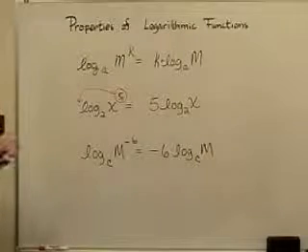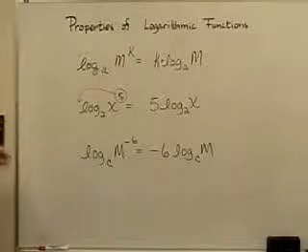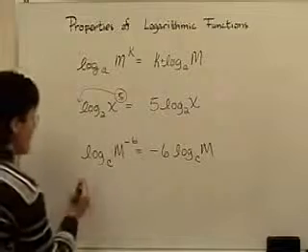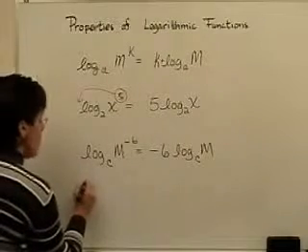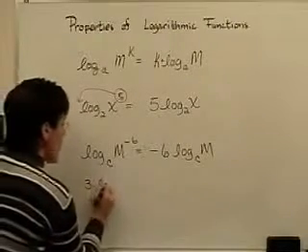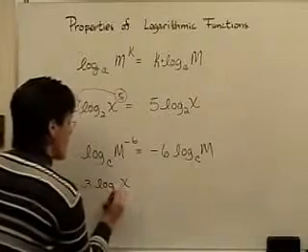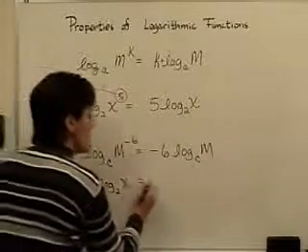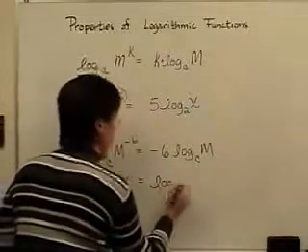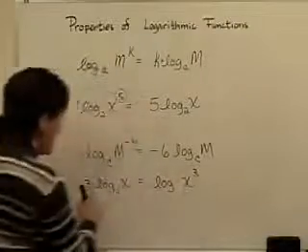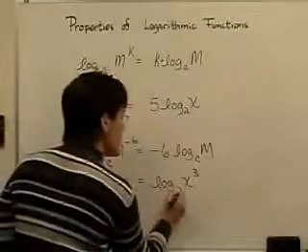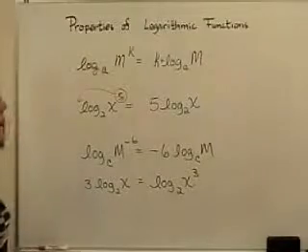I've used this property successfully, and I should be able to go backwards as well. An example of that would be if I had 3 times the log of x, where the base is 2. You need to recognize that you might need to write that as the log of x cubed. So bring the 3 on up front, where the base is 2, and you've used this property in reverse.